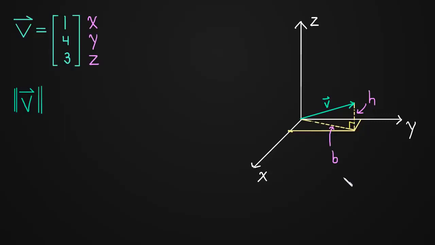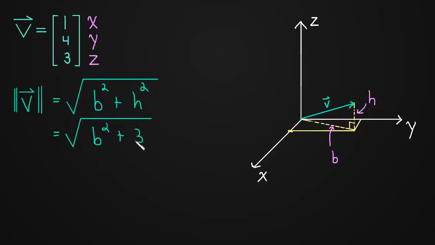Okay, so knowing that, we can just apply the Pythagorean theorem. And the length of v is simply the square root of the base of that triangle squared plus the height of the triangle squared. So now all we have to do is figure out what is the base and what is the height of that triangle. Well, the height is easy. The height is how far we go up in z. And we're just going up 3 units in z. So the height is just simply 3. Okay, took care of that. This is b squared plus 3 squared.